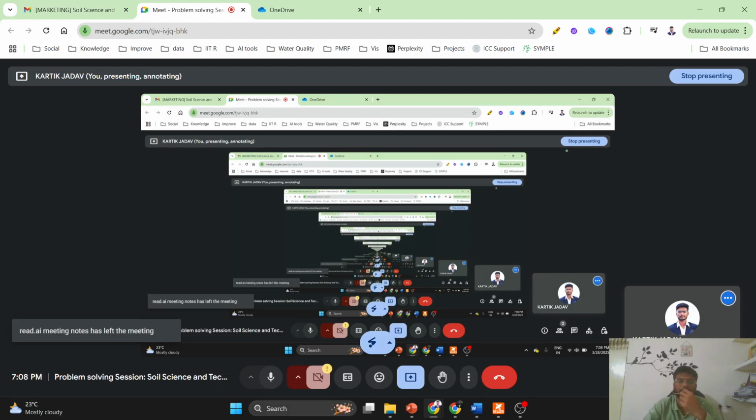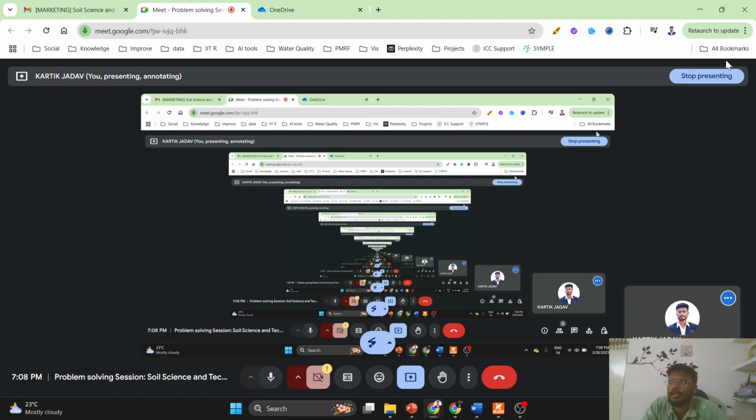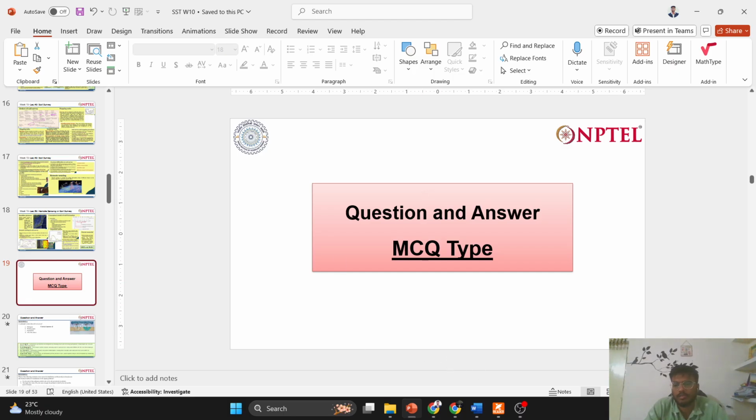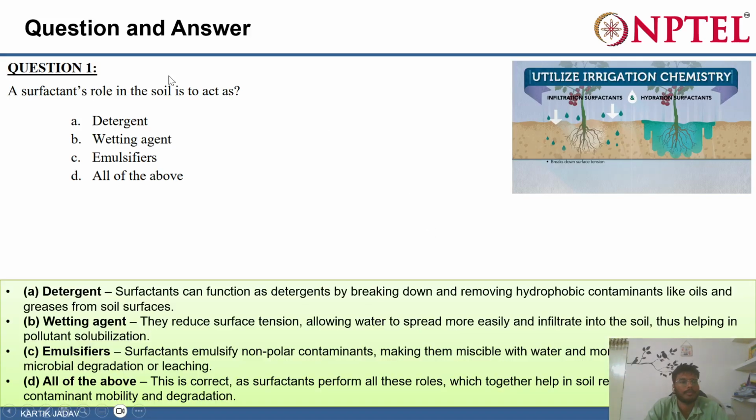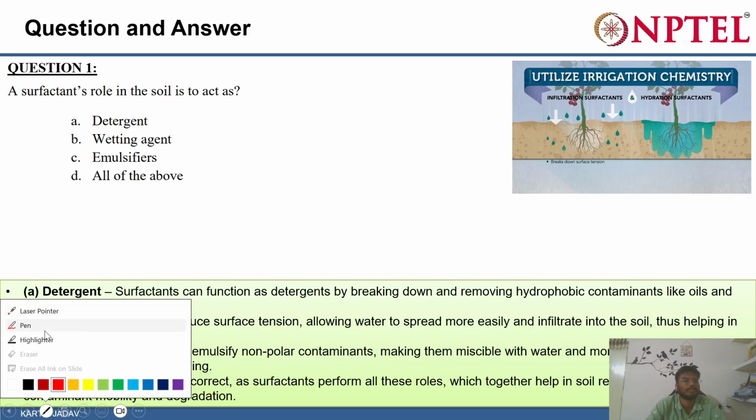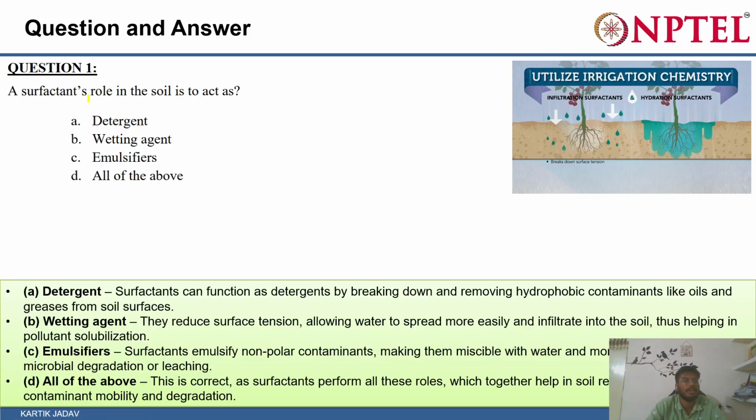Let's start the problem solving session, that is MCQ. First question is: surfactants' role in soil is to act as detergent, wetting agent, emulsifier.